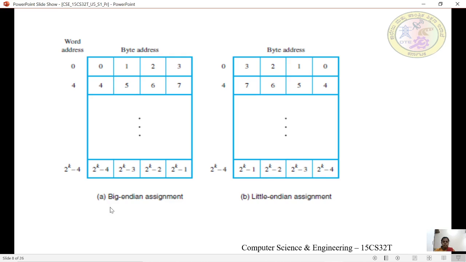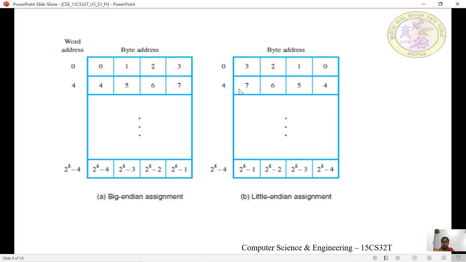And the 68000 and Pentium processors use this arrangement. In little-endian assignment, the lower order byte is addressed for the least significant byte of the word. So here we are assigning the lower order byte in the least significant byte position. This is the MSB position and this is the LSB position. So we are assigning from the LSB, the rightmost side. And here the word address is the same as the LSB position.